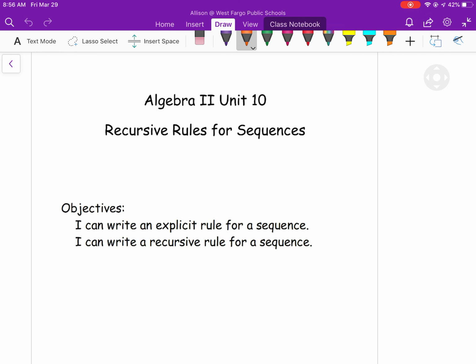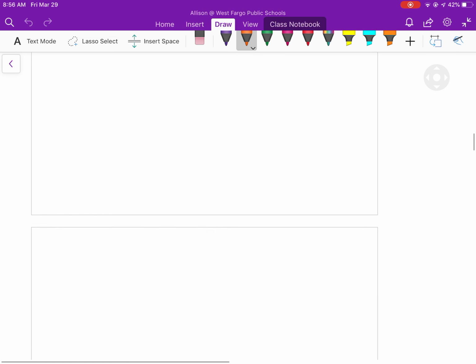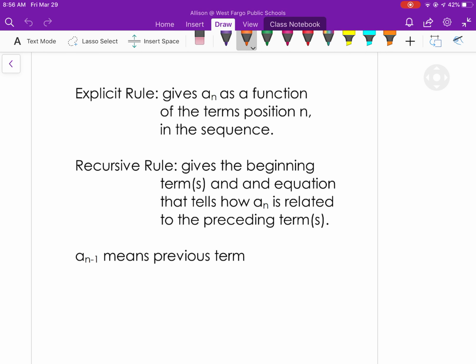Recursive rules for sequences. This is the last section for this unit, 10.3b. So we're going to look at writing explicit and recursive rules. Recursive rules are going to be new.